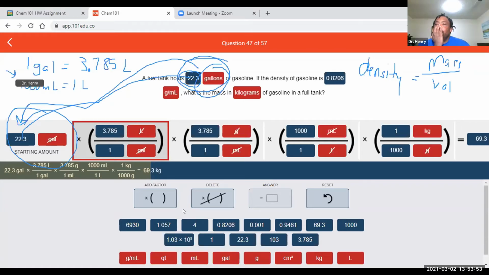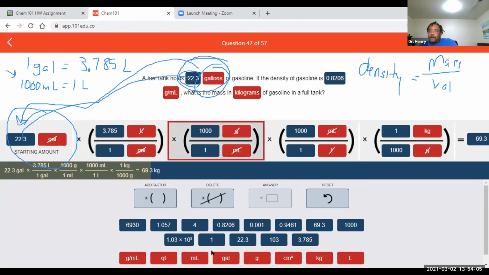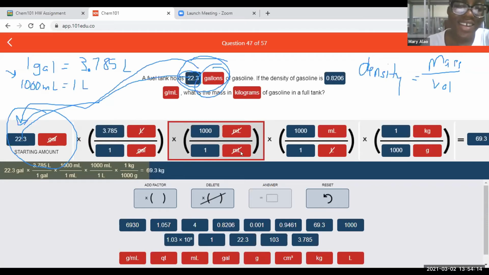So if I want to get rid of liters and change it to milliliters, what do I need to do? You'd have to multiply by 1,000. Okay, so you go ahead and drag and drop. Is that right? Because don't you want to get rid of liters? There we go. Yes.